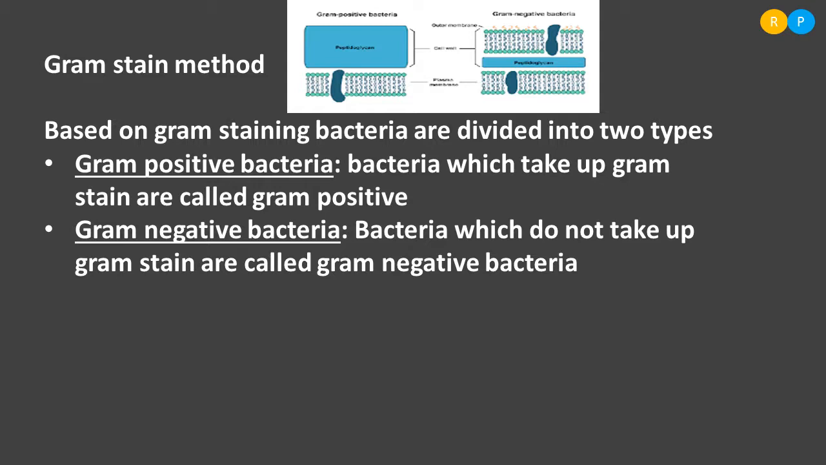But in the case of Gram negative bacteria, the peptidoglycan layer is very thin, and on the surface of the peptidoglycan layer a small membrane will be present, that is called a lipid membrane. So because of that, Gram negative bacteria do not absorb much stain, so they do not change their color, so they are named as Gram negative bacteria. You can observe the differences in the diagram.